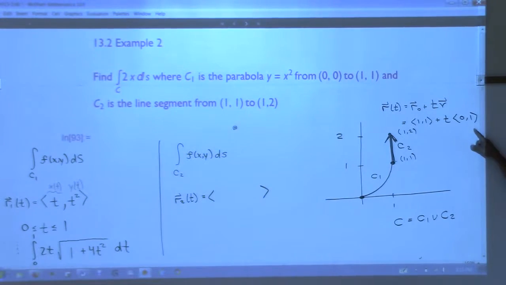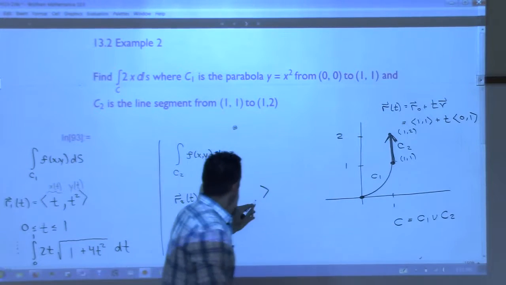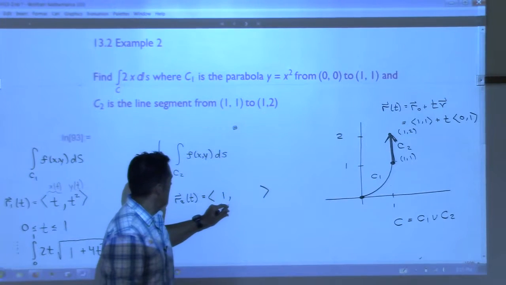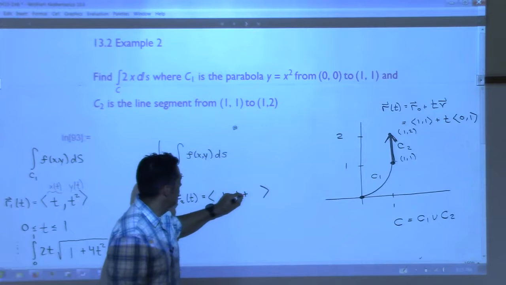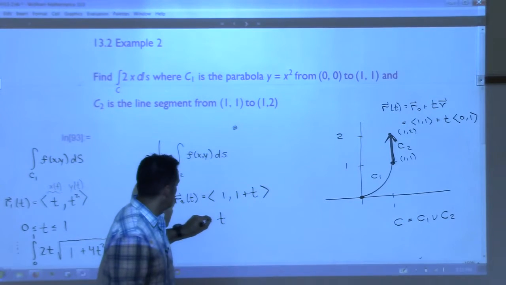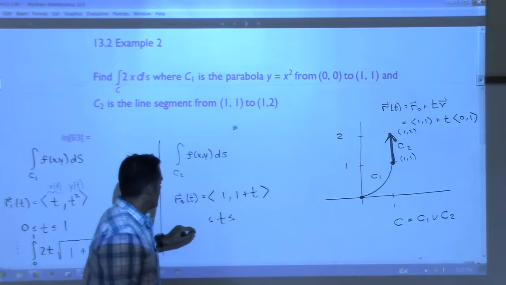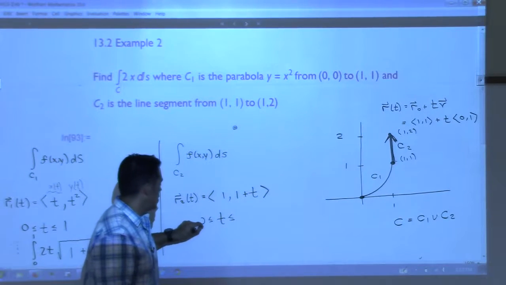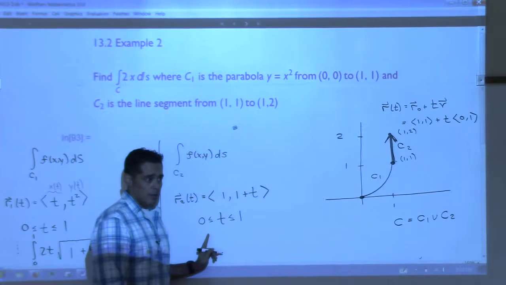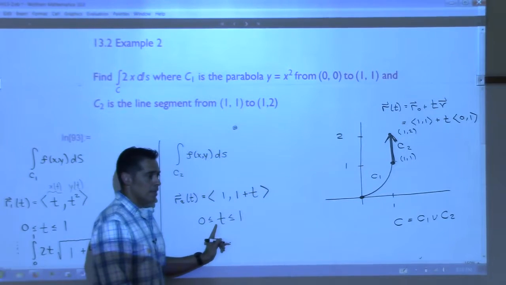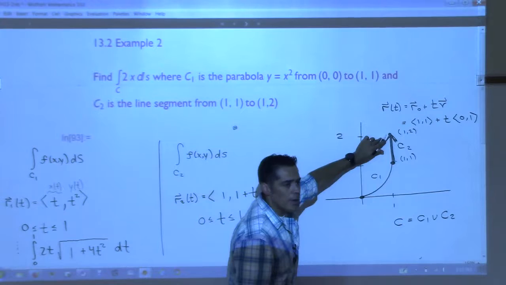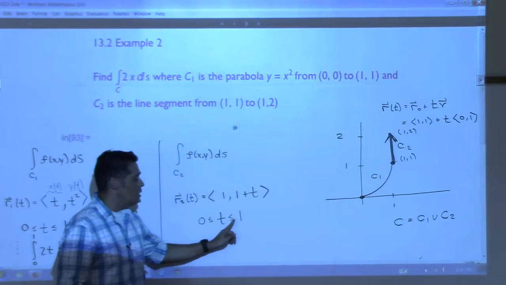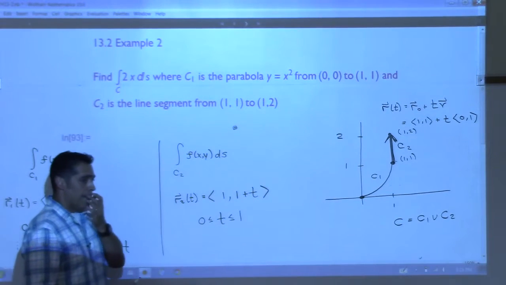Correct. Now, that written, put this together now, right? Put them together and you would get what? <1, 1> plus t<0, 1>. Good. Now, what is our restriction on t going to be? 1 and then 2. Or 0, 1. 0 to 1. It will always be 0 to 1. Always. To draw a line segment. If you want to start at this point, end at that point, it will always have 0 to 1. All right?